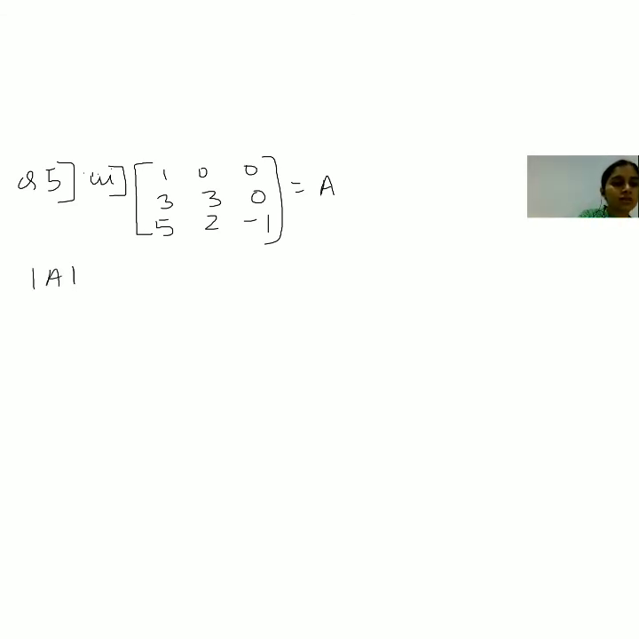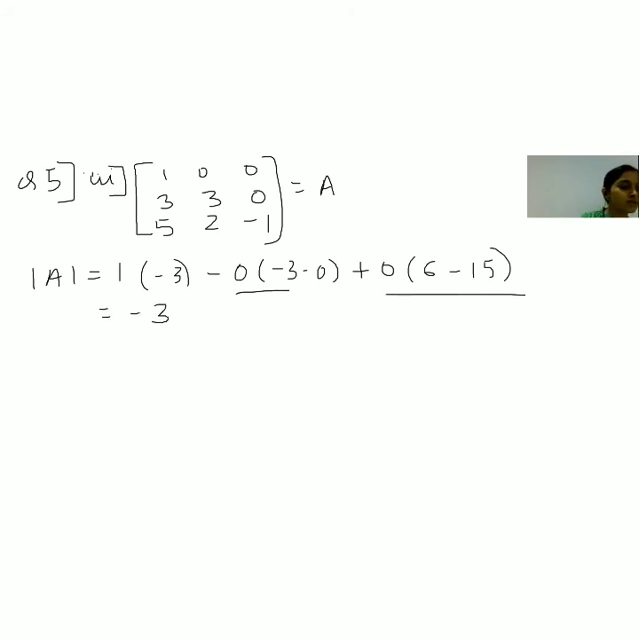So determinant of A will be equal to 1 multiplied by minus 3 minus 0, minus 3 minus 0 multiplied by whatever will be in the bracket, which will be 0. I'll still write it, minus 3 minus 0 plus 0 multiplied by 6 minus 15. So both these terms are 0. We are left with minus 3. So determinant of A is -3. That means the inverse exists.